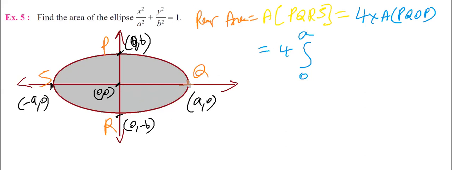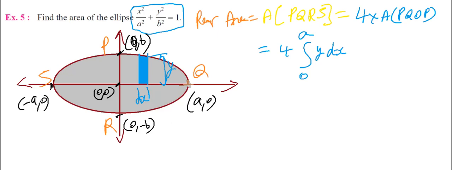Now I need to take an elementary strip, which I can take here. So this is my elementary strip. What is this distance? This is dx, and this will be y. So it will be y into dx. Now I need to find the value of y. From where will I get the value of y? I will get the value of y from this equation of the ellipse.